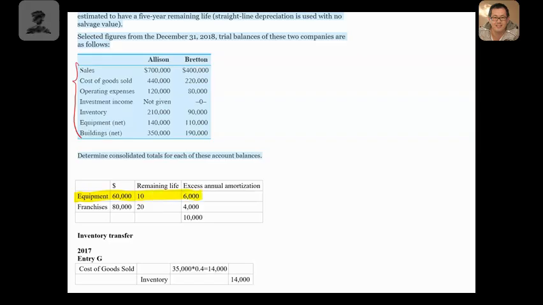And the second one is franchises, which is undervalued by 80,000. It has a 20-year remaining life, which means that each year there's going to be $4,000 excess amortization expense. And in total, that's going to be $10,000 we need to consider for the annual amortization.